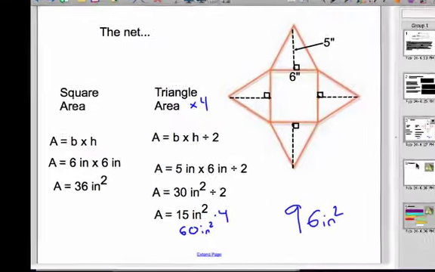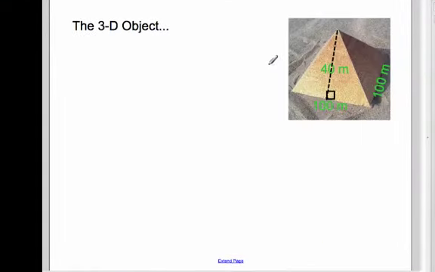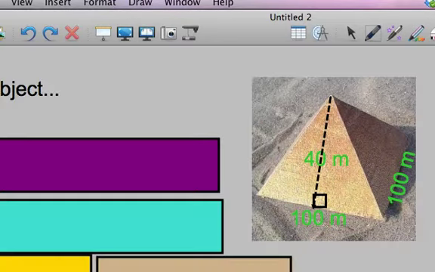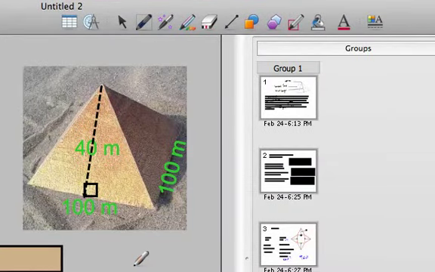Similar steps in the next problem here. You can see it's a 3D object. I'm going to let you try this one on your own. So pause the video. I'll show you the answer in just a second on this slide right here. But try it on your own. See if you can figure out all the steps you need to do.